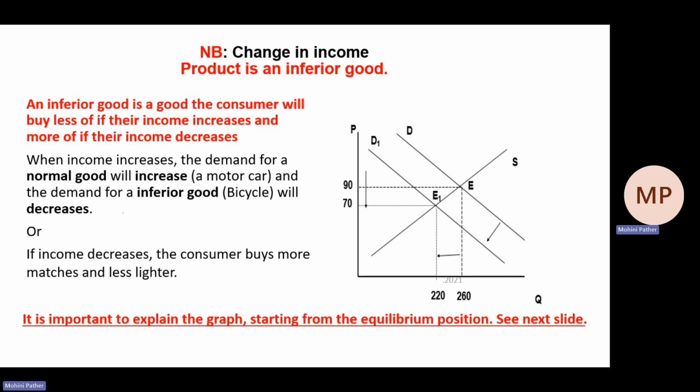If your income increases, you will buy more of the lighters and less of the matches. So an inferior product is an exception to the rule. You will typically buy less of it if your income increases.